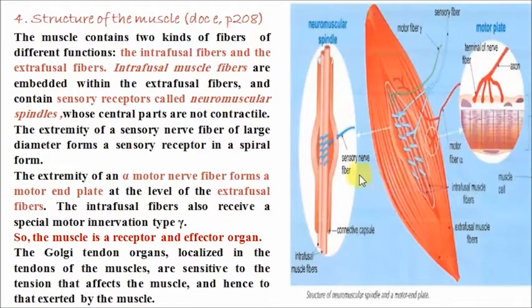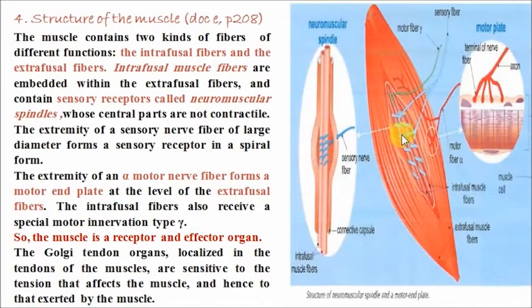As you would look at it closely, you're going to observe that we have the extremity of a sensory fiber, which is going to surround it here. Look at the fiber. Do you see this is the blue fiber, which is a sensory fiber? The extremity, the ends, are surrounding here the fibers, the intrafusal fibers here, and in a spiral way, forming what we call the neuromuscular spindle, which is the sensory receptor, I mean.